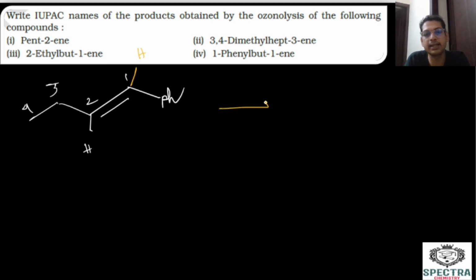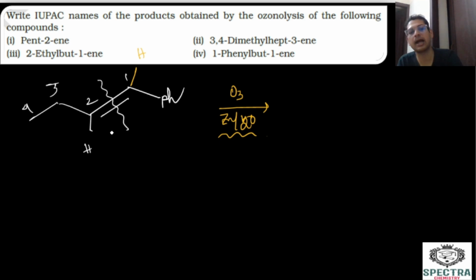Now, if I do O3, ZnH2, then what I have to do is just break it from the middle part and adjust this with double bond O. So, sir, I am getting a skeleton like this, and I am getting a skeleton like this.